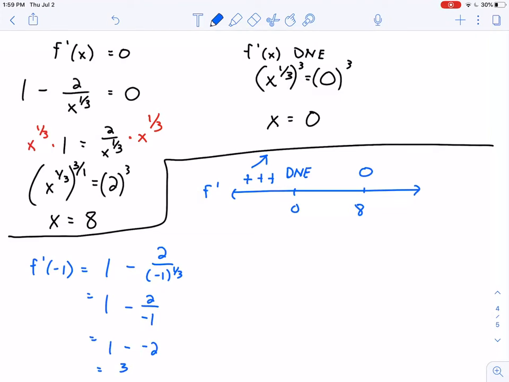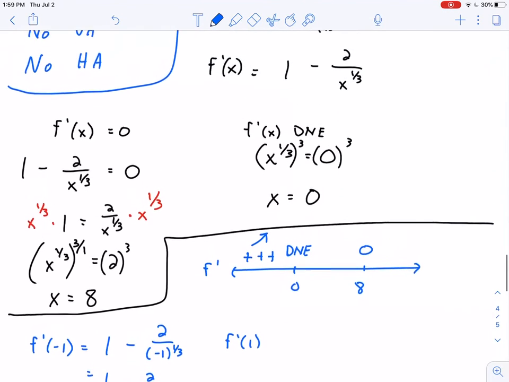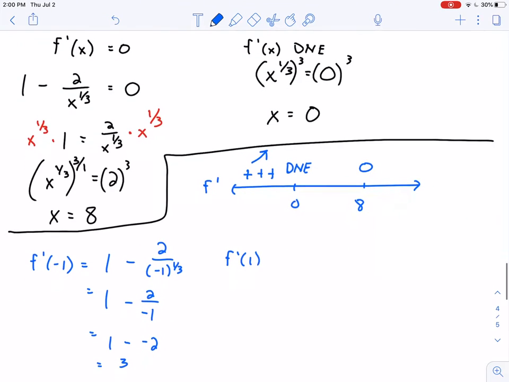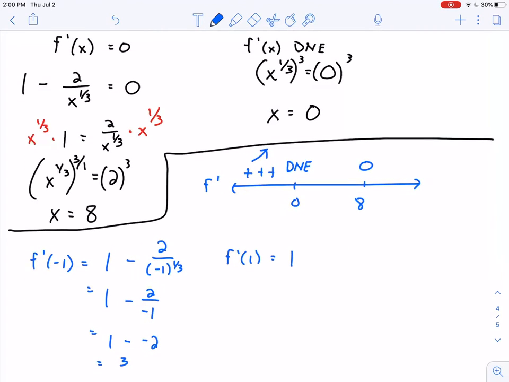Next, I need a number to the right of 0, or between 0 and 8. 1 is probably our easiest choice, so I'm going to take f prime of 1. So this will be 1 minus 2 over 1 to the 1/3 power. 1 minus 2 over 1, which is 1 minus 2. This is -1. So my function is decreasing over here because my first derivative is negative there.